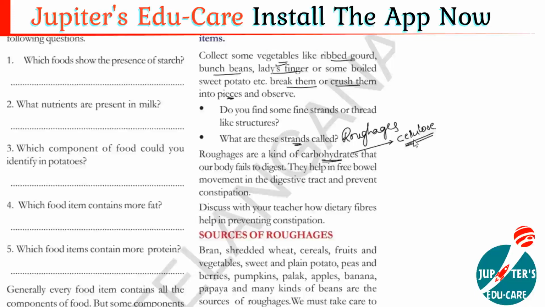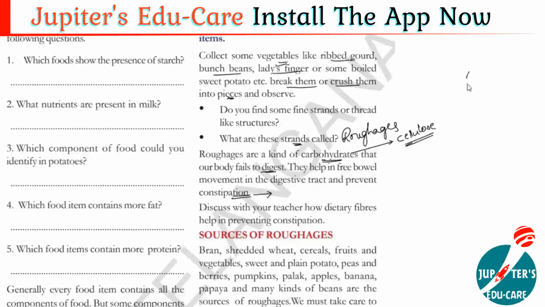Then how is it useful to our body if it is not digested? What is the use of roughages? Maybe you will have this doubt. Cellulose is one carbohydrate that our body is unable to digest. That helps in free bowel movement in the digestive tract and prevents constipation. What is meant by constipation?